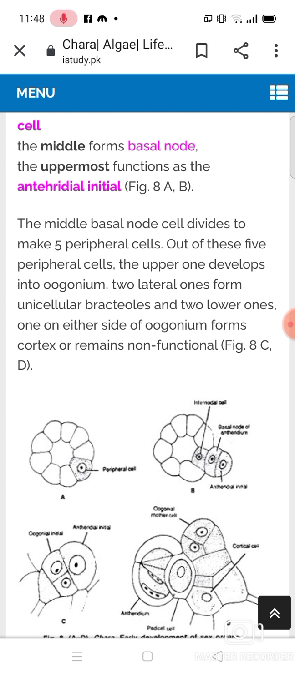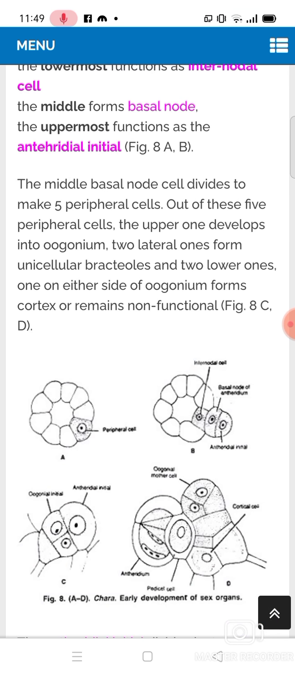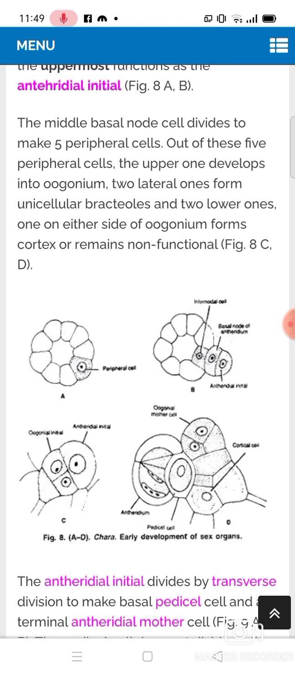The middle basal node cell divides to make 5 peripheral cells, and out of these 5 peripheral cells, the upper one develops into the oogonium. Two lateral ones form the unicellular bracteoles. Bracteoles basically are small leaf-like structures which provide protection to the gametophyte, and the two lower ones on either side of the oogonium form cortex or remain non-functional. In figure 8c, you can see this type of division.